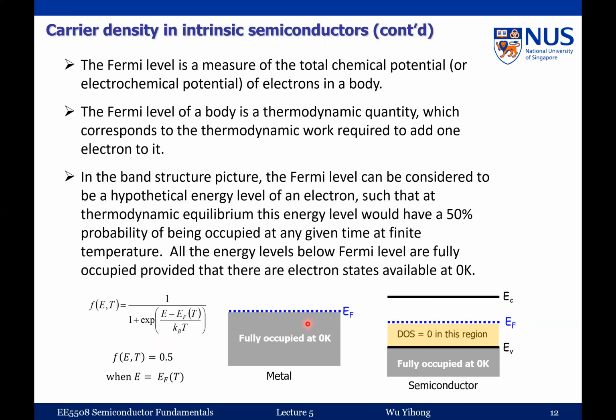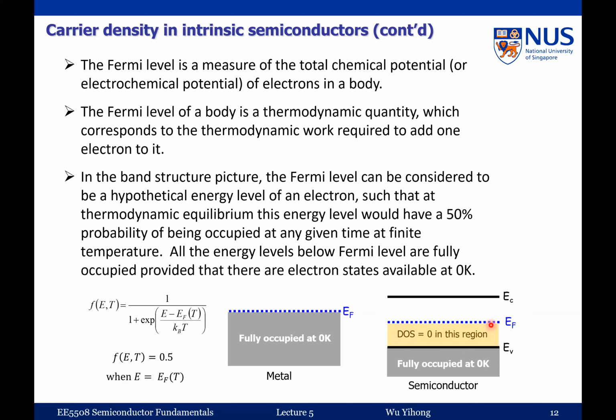For metal, it's very easy to understand, right? And what happens in a semiconductor? Just now we already found out that for an intrinsic semiconductor, EF is in the middle of the band gap. At zero temperature, we know that all the states below EV are completely filled up. But for metal, we said that everything below EF is completely filled up, right? So what happens in a semiconductor? Why is the region below EF here not filled up?